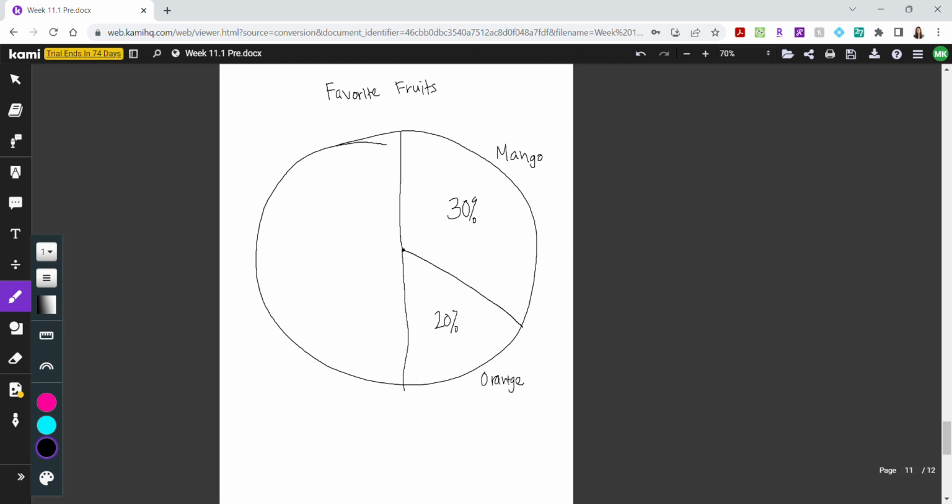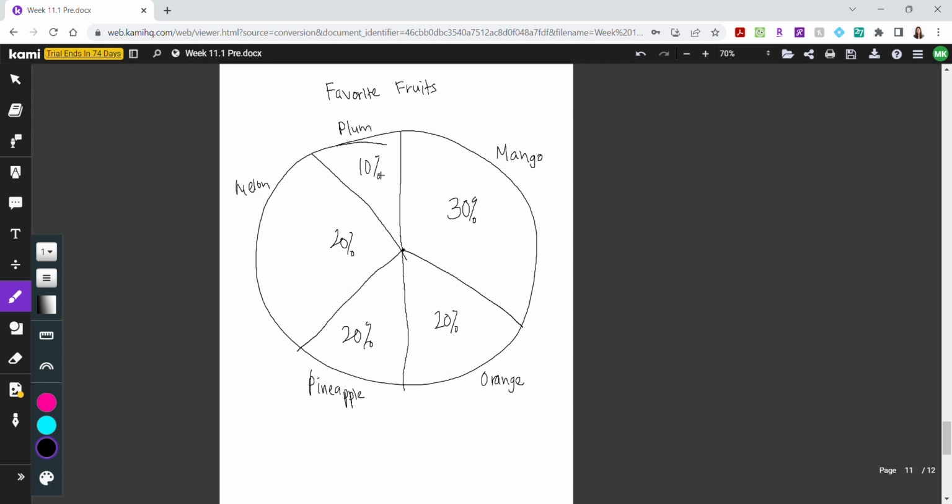And this is going to be orange. So you definitely at least need to label what each sector is. Like you definitely need to write, this is mango, this is orange, this is, let's see, this is pineapple. And then, let's see, this is melon. And then our last one is going to be plum, all right?